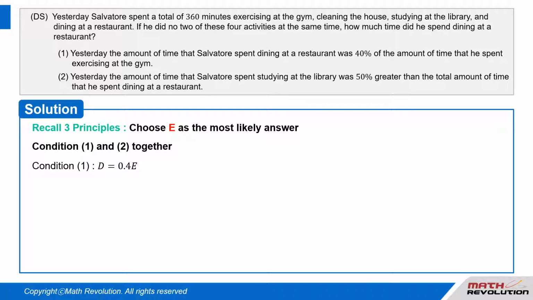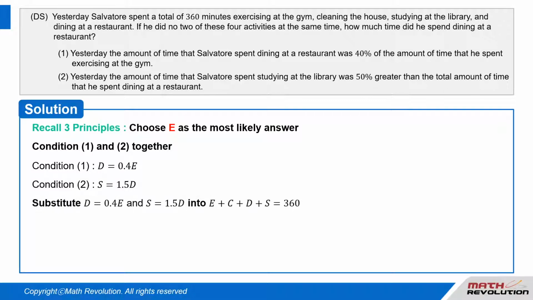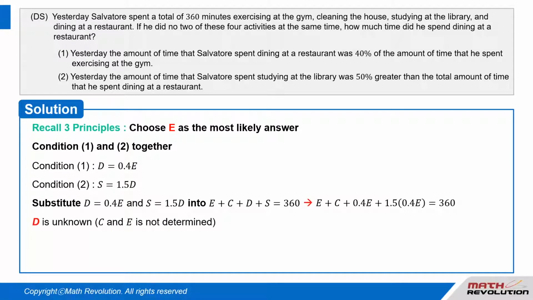Condition 1 tells us that D equals 0.4 times E. Condition 2 tells us that S equals 1.5 times D. If we substitute D equals 0.4 times E and S equals 1.5 times D into E plus C plus D plus S equals 360, we get E plus C plus 0.4 times E plus 1.5 times (0.4 times E) equals 360.